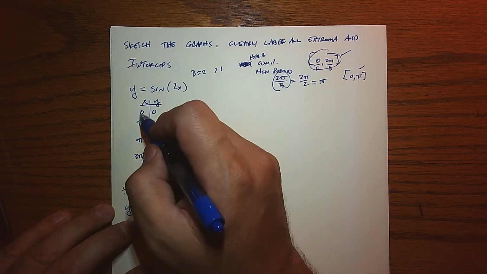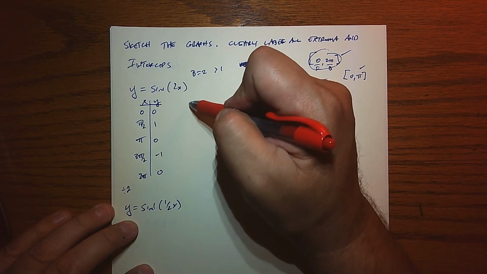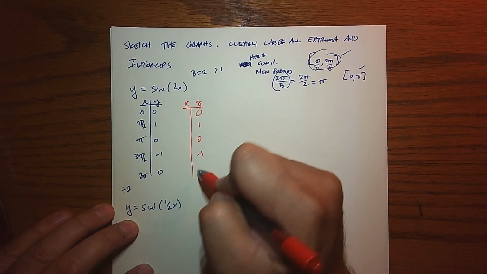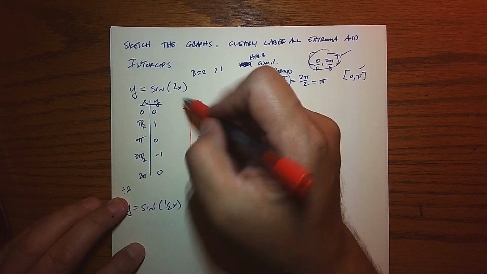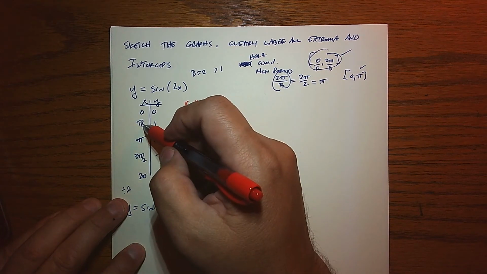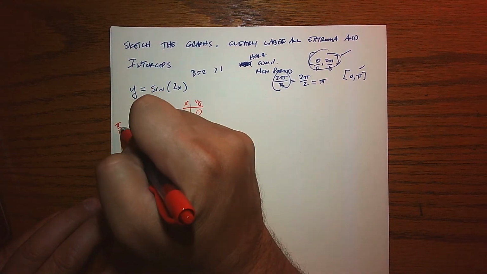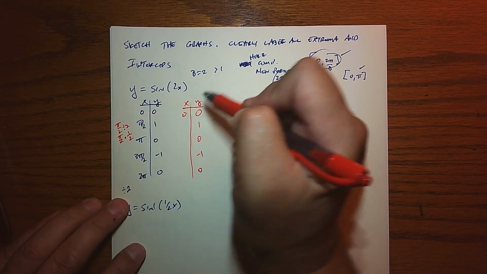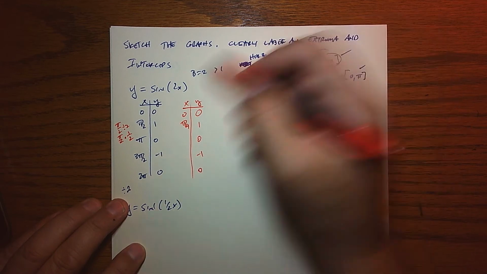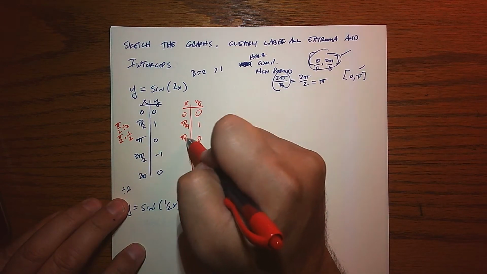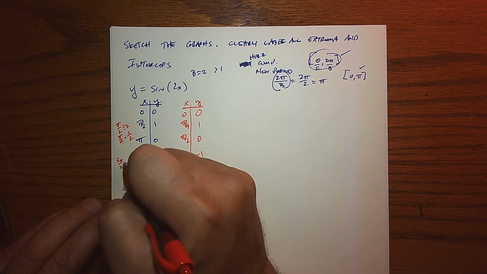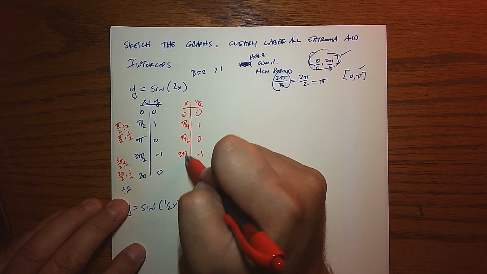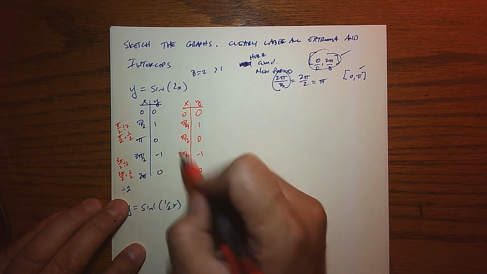So if I take 0 and divide it by 2, let me start doing this in red. The outputs aren't going to change, we're not impacting them. But if I take 0 and divide it by 2, I get 0. If I take pi over 2 and divide it by 2, that's the same thing as multiplying it by a half, so we get pi over 4. If we divide pi by 2, we get pi over 2. 3 pi over 2 divided by 2 is the same as multiplying by 1/2, so we get 3 pi over 4. And if I take 2 pi and divide it by 2, we end up with pi.